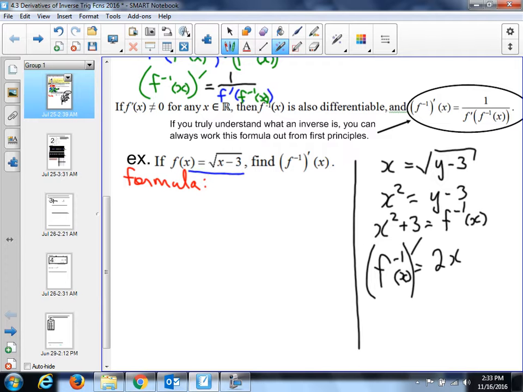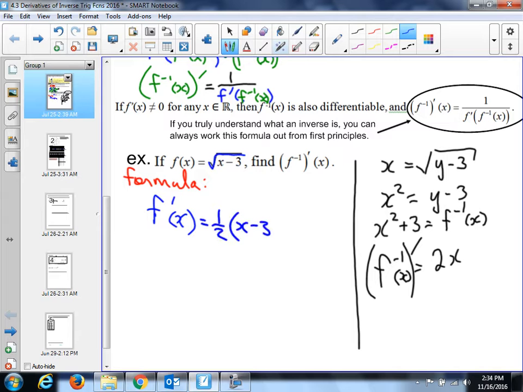Maybe we'll talk about this first. What's the derivative of f? F prime of x. I hope you recognize that's the power of a half, the square root, right? So I'm going to say it's 1/2 times x minus 3 to the negative 1/2. The derivative of the inside is 1, the x minus 3 part, so I'm not going to do anything.